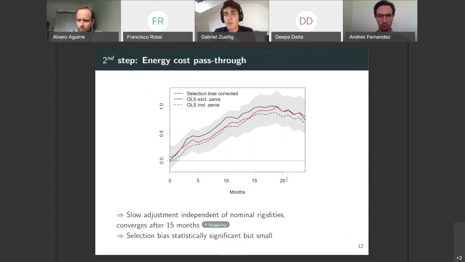So in terms of how firms adjust in response to this shock, you can see the following results emerge. You can see in this figure three different estimates: the one we propose, our selection bias corrected methodology, and then the OLS excluding zeros and including zeros. So you see that in all three estimation methodologies, the adjustment is rather slow, and this is independent of nominal rigidities.